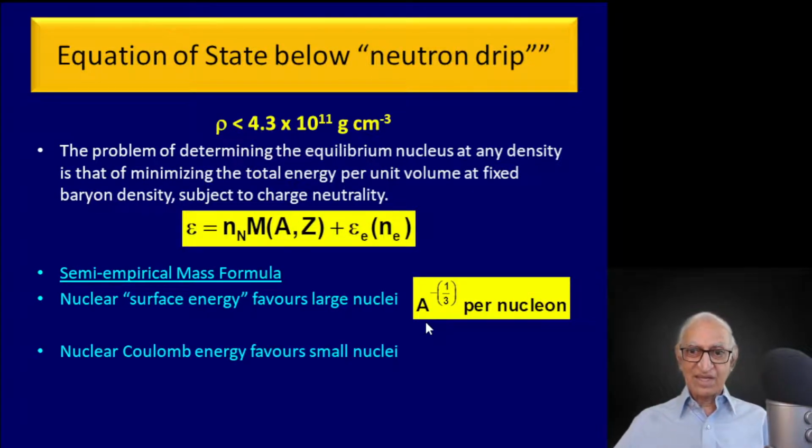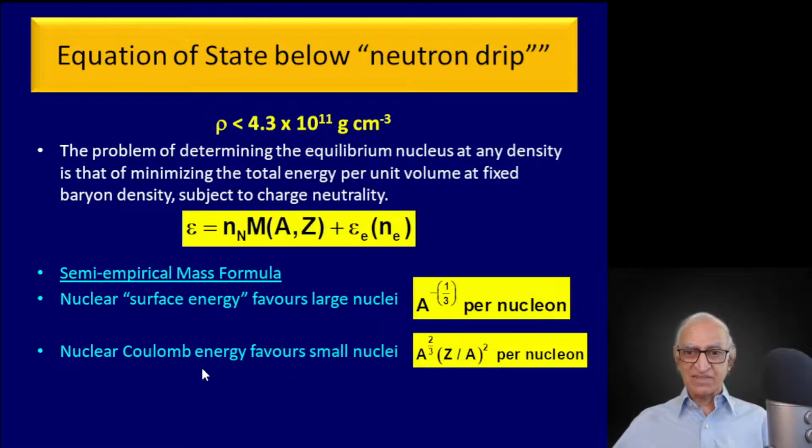On the other hand, if you take a large nucleus, there will be lots of protons and therefore lots of Coulomb repulsion. Therefore, from the point of view of minimizing Coulomb repulsive energy, the nucleus would prefer small nuclei.